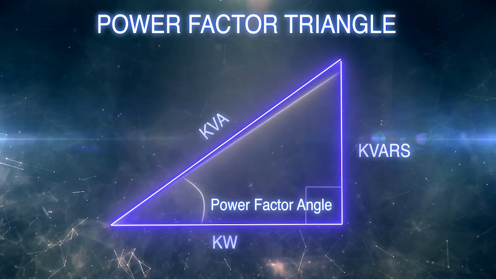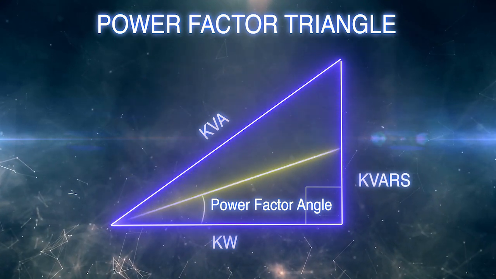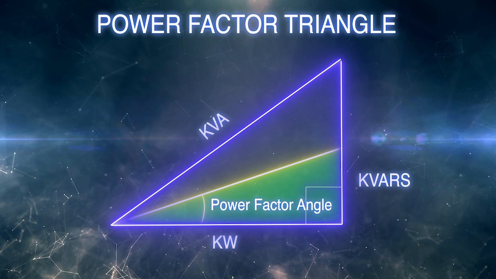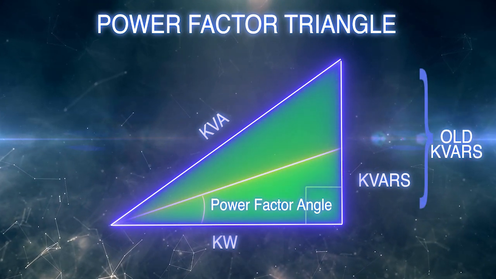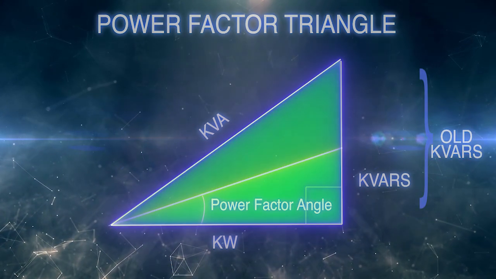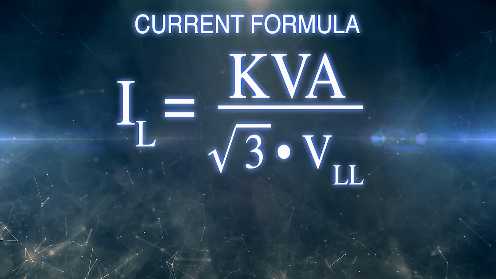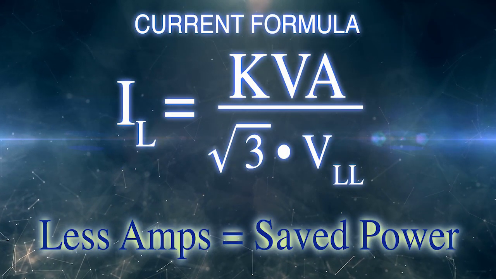We're going to shrink the kVAR, and that'll give us a new power factor. If we have the short kVAR and the long kVAR, we can now tell you the change in your line currents with this formula. Basically, less amps means save power.